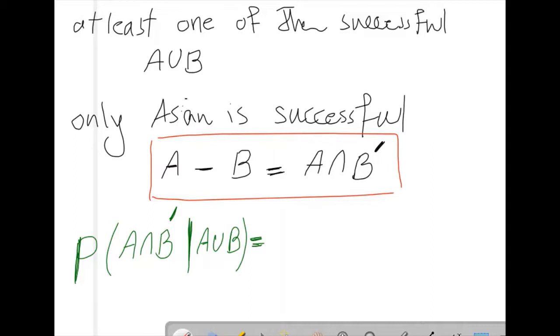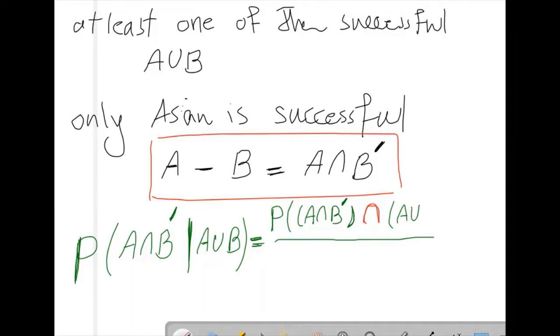Now how we are going to obtain this is the probability of A intersection B prime intersection A union B, divided by probability A union B. We have the probability of A union B from part B. Now what is this probability of A intersection B prime intersection A union B?